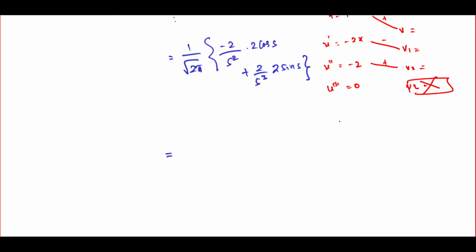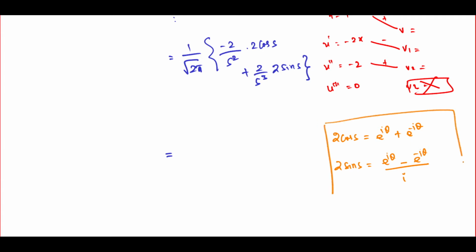Simple. All that I'm going to do here is use this formula: 2 cos s is equal to e to the power i theta plus e to the power minus i theta, correct? Hopefully it looks similar to you. So similarly, we also have 2i sin s, which is e to the power i theta minus e to the power minus i theta, divided by i, okay? And probably you would have learned this formula as cos s equal to this term divided by 2, sin s equal to this term divided by 2i, whatever it is. So these are the formulas.